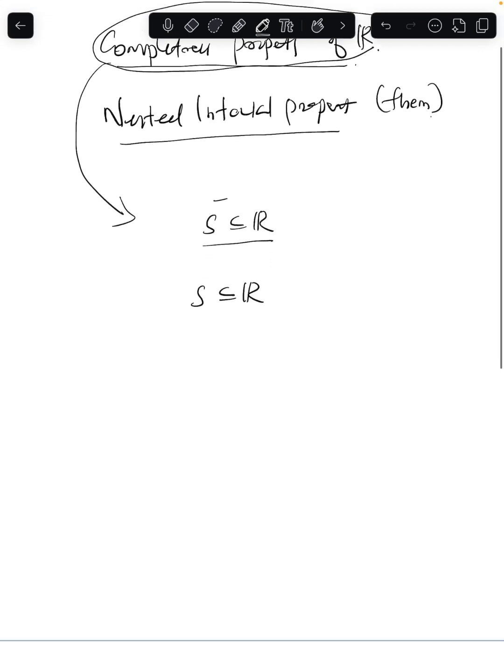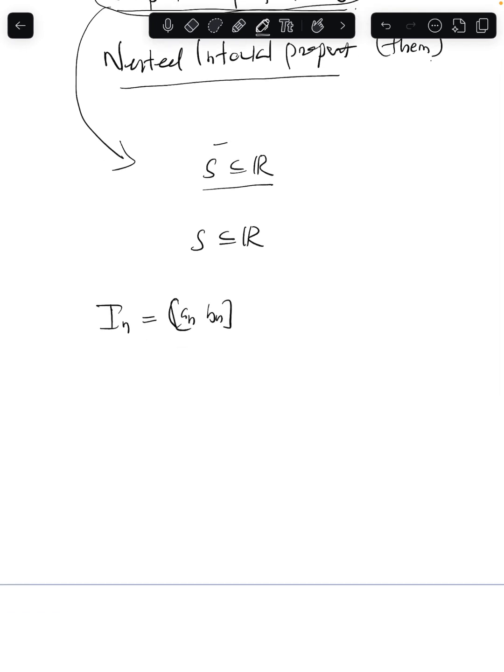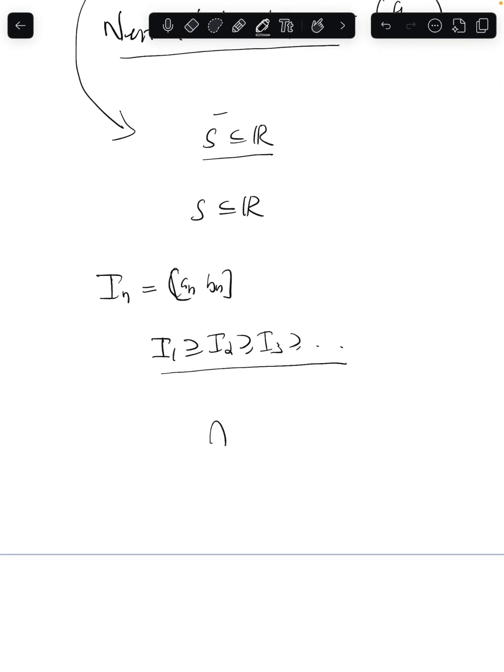Next is the nested interval property. This is a theorem. The theorem says that if In is a closed interval [an, bn] with the property that I1 is a superset of I2, a superset of I3, and so on, that is, a nested sequence of intervals, then the intersection of the In is a non-empty set. This theorem is called the nested interval property.